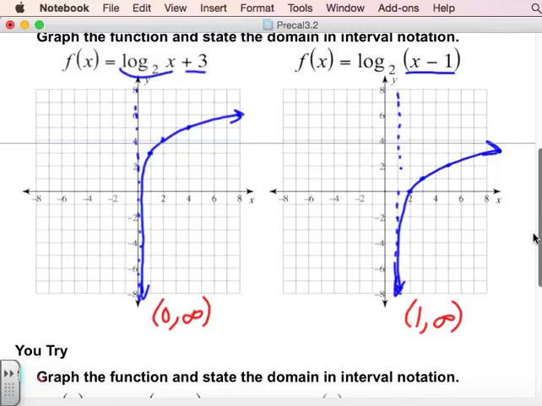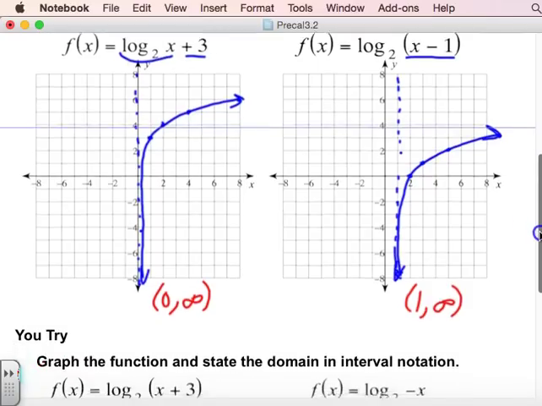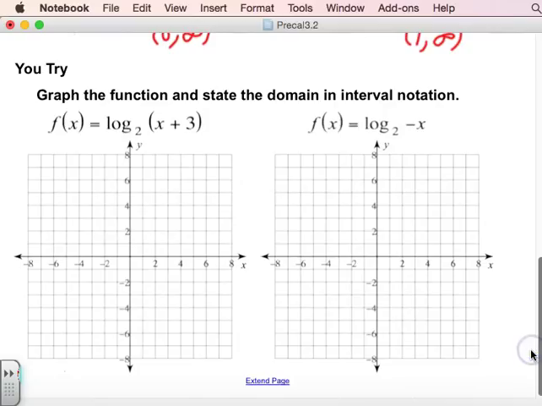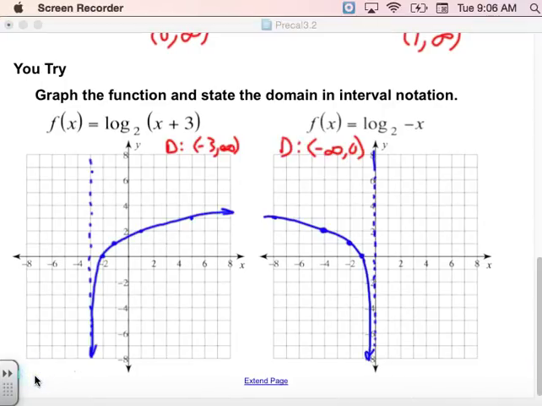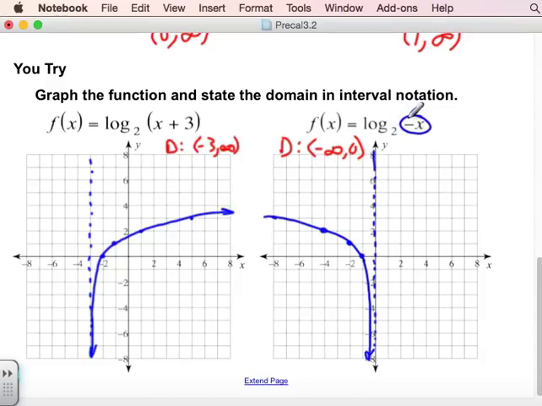All right, you guys try the domains for the next two and graph the next two, and then I'll talk about it. On this first graph, you're just going to shift everything left 3 points. So your domain goes from -3 to infinity. On the second graph, you're taking the log base 2 of -x. And notice that that negative is on the inside, right? You're taking the log base 2 of the negative. So that means you're going to flip the function across the y-axis. If there was a negative on the outside, then that would flip it vertically over the x-axis.